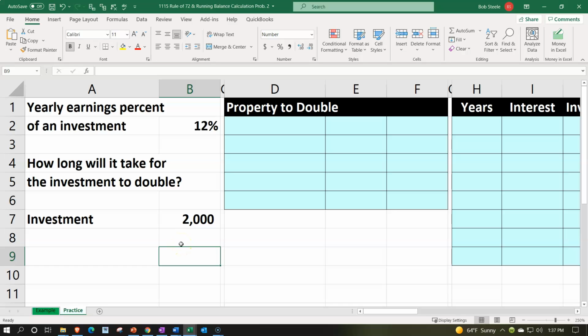Here we are in our Excel worksheet. If you have access to the Excel worksheet and would like to follow along, note that we're in the practice tab as opposed to the example tab, the example tab, in essence, being an answer key. We have the information on the left-hand side, going to populate that into the blue area on the right-hand side.